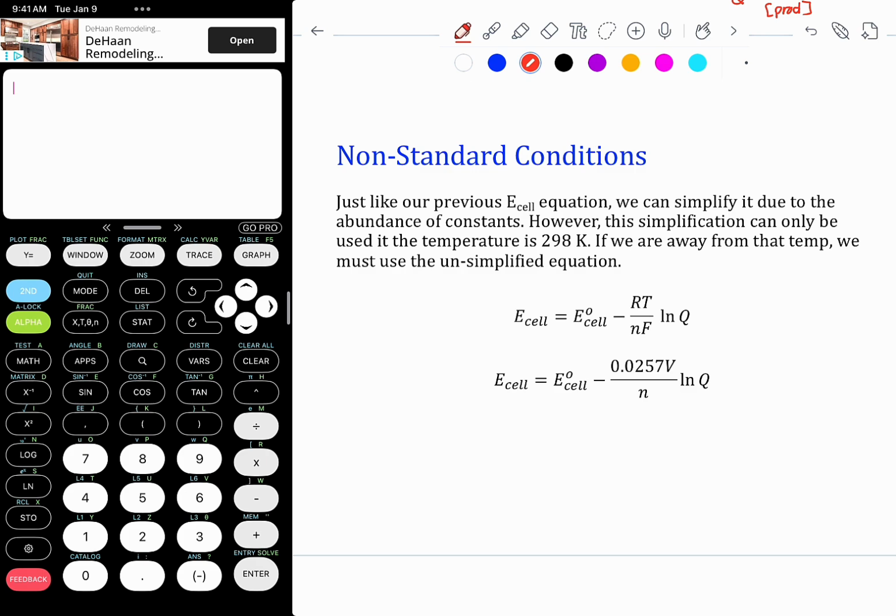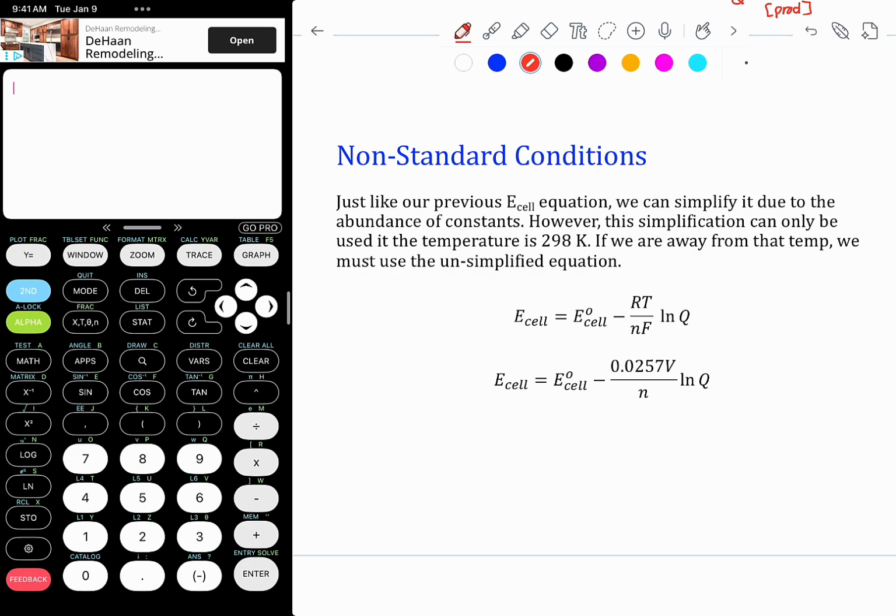So R is a constant. We're going to see T as a constant, again, because we're typically not changing our temperature from 298. F is also a constant, so R, T, and F are going to be considered constants. Again, if you're away from that standard temperature, you can't use this simplification. So if you were to do a problem that was away from this temperature, you could not use this simplification. But for right now, we will assume that we're going to keep our temperature at 298 Kelvin.